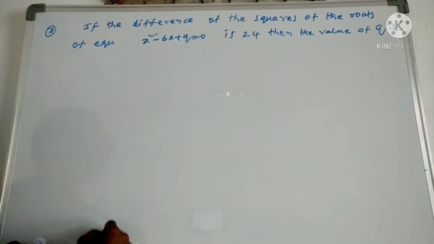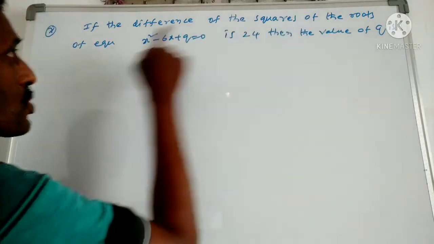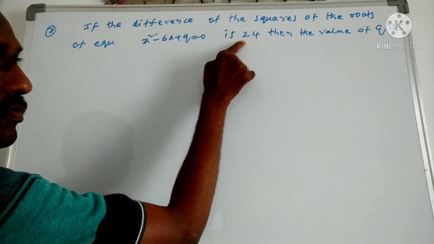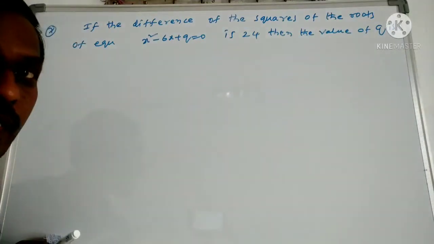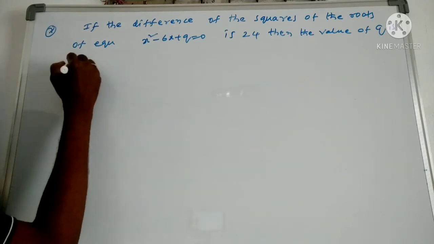Next problem, the 7th one. If the difference of the squares of the roots of the equation is given as 24, then what is the value of q? You have to find it. So, the answer to this question.